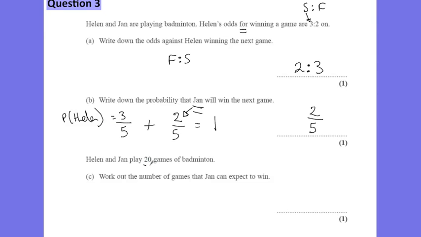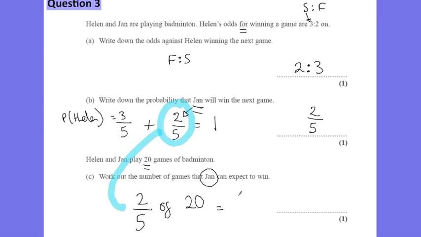Helen and Jan play 20 games of badminton. Work out the number of games that Jan can be expected to win. So the probability of Jan winning, we can see here, is 2/5. So we want to know 2/5 of 20 games. We can do this by multiplying 40/5, which is the same as 8. We can do it also by 20 divided by 5 equals 4, times by 2 equals 8, because we're interested in 2 parts. So here we're doing 2/5, the probability of times 20.